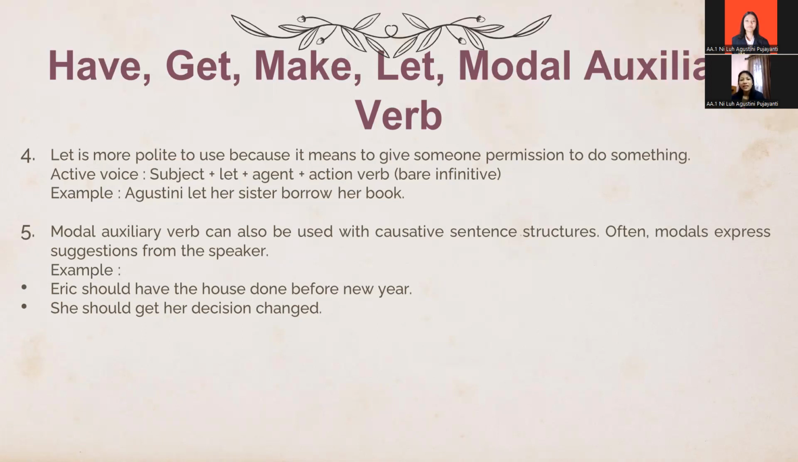And then modal auxiliary verbs. In addition, modal auxiliary verbs can also be used with causative sentence structure. Often modals express a suggestion from the speaker. For example, Eric should have the house done before New Year. The sentence contains a suggestion for Eric to repair or finish his house before the New Year. She should get her decision changed. So the sentence is in the form of a suggestion so that the intended person must change her decision.